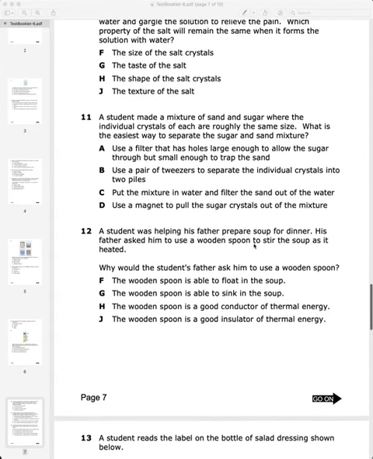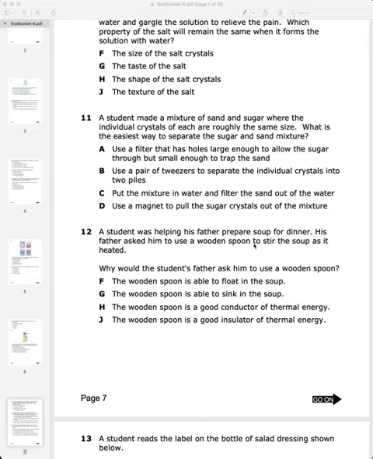Number 11. A student made a mixture of sand and sugar where the individual crystals of each are roughly the same size. What is the easiest way to separate the sugar and sand mixture? A. Use a filter that has holes large enough to allow the sugar through, but small enough to trap the sand.